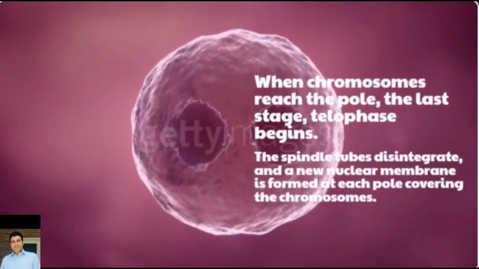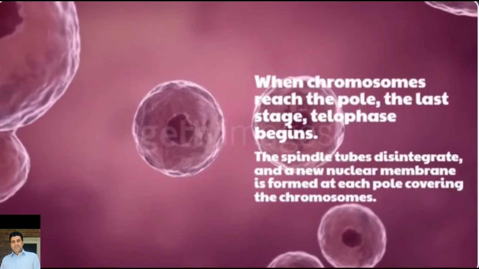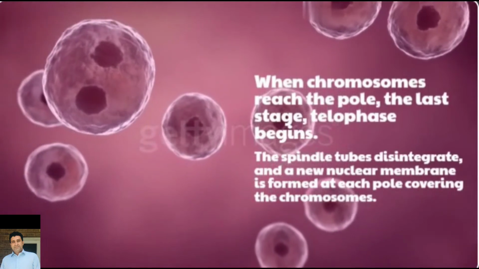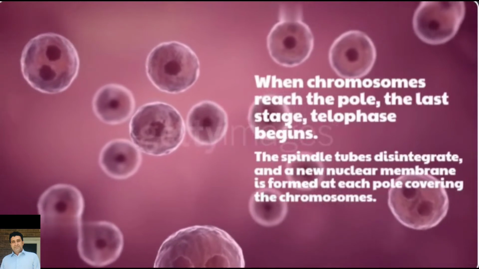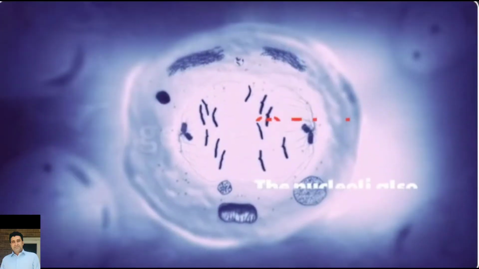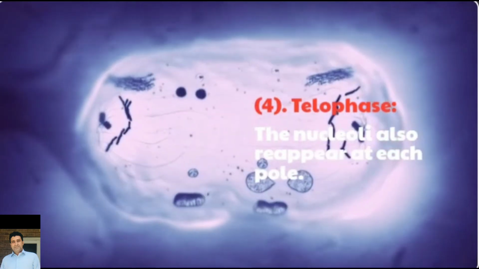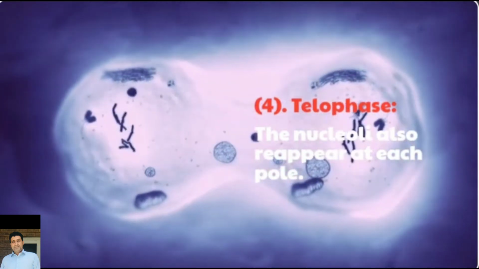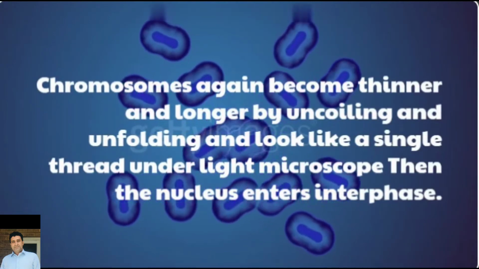The next is telophase. When chromosomes reach the pole, the last stage, telophase, begins. The spindle tubes disintegrate. A new nuclear membrane is formed at each pole covering the chromosomes. The nucleoli also reappear at each pole. The chromosomes become longer by uncoiling and unfolding and look like a single thread under a light microscope. Then the nucleus enters interphase.